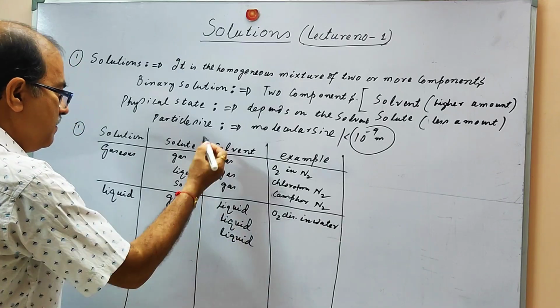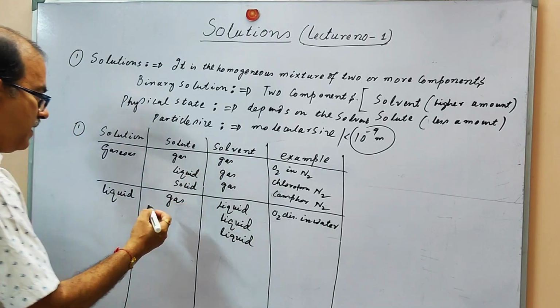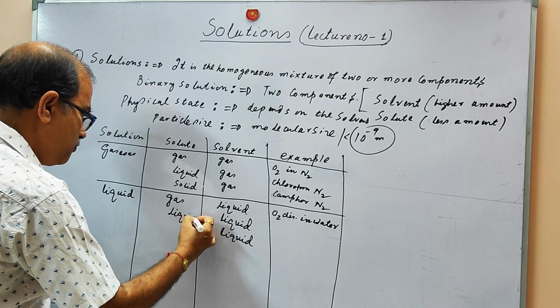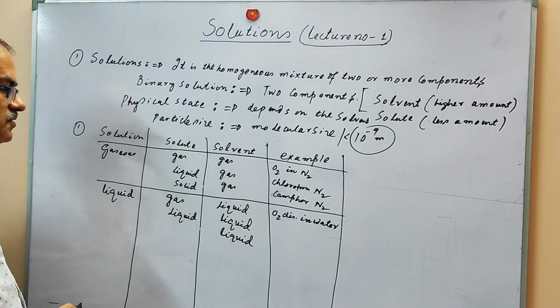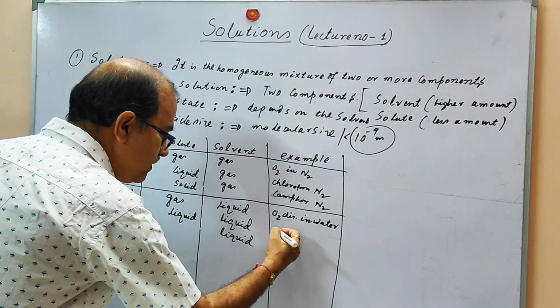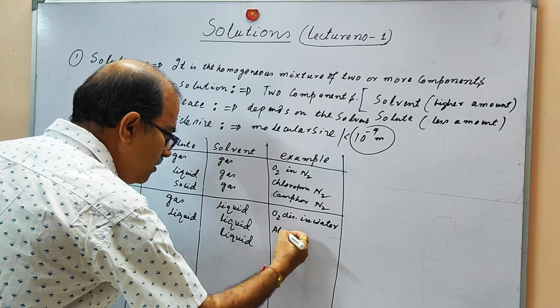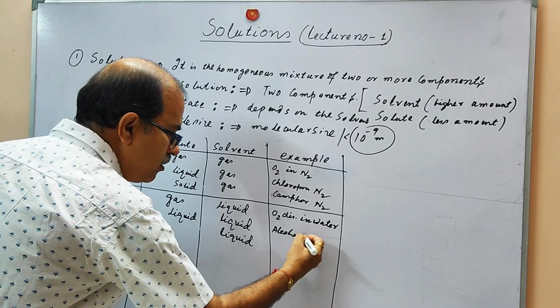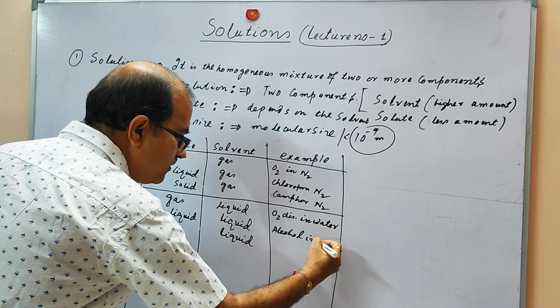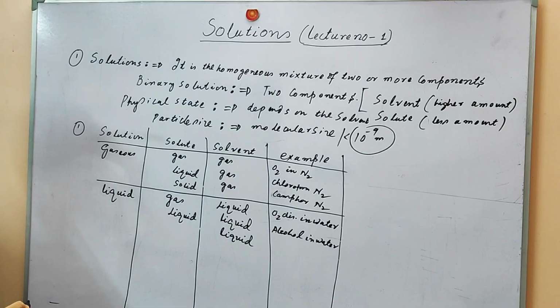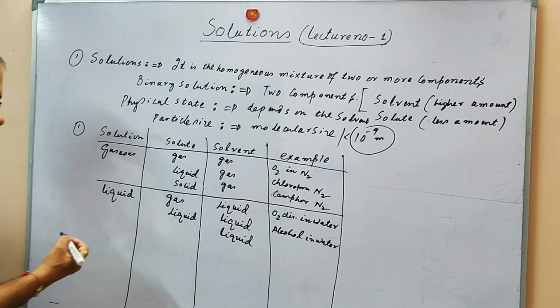Another variety is where the solute is liquid and the solvent is liquid. The example is ethyl alcohol, alcohol in water. This is another example.